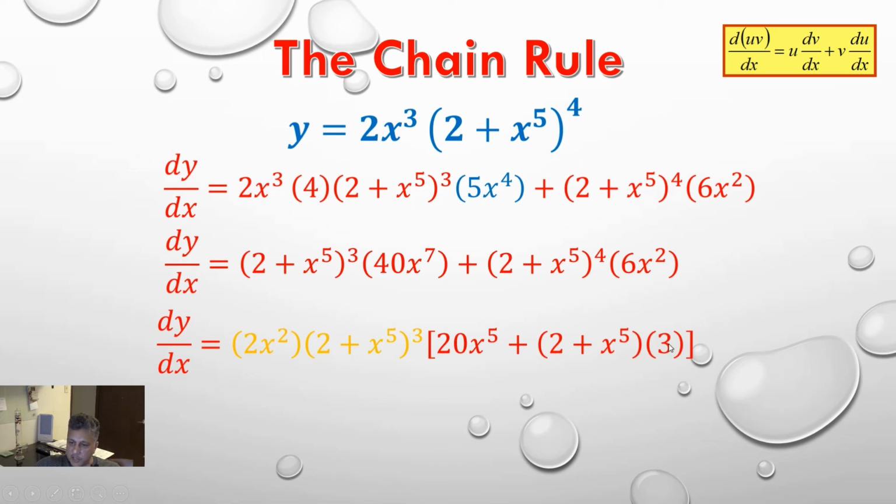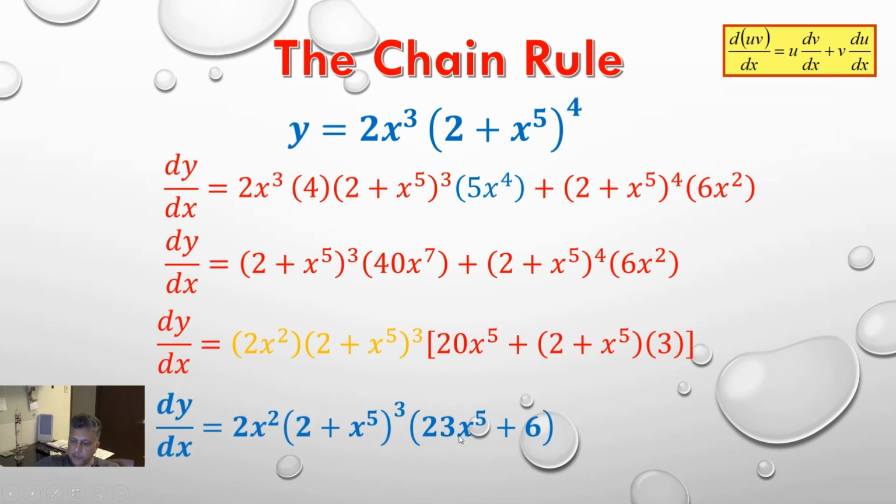When we look on the inside of this now, I could go and multiply this out. This will become 6 plus 3x to the 5th, and then when we have 3x to the 5th plus 20x to the 5th will give you 23x to the 5th plus 6, and that would be your second step. 23x to the 5th plus 6, and that would be your final answer.